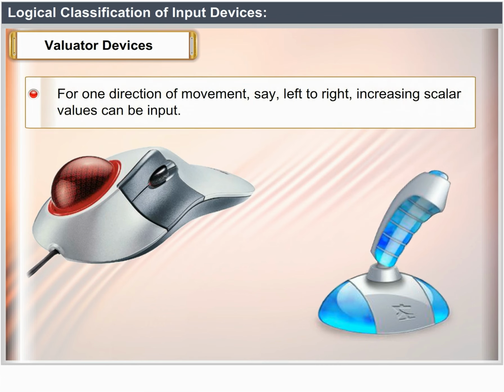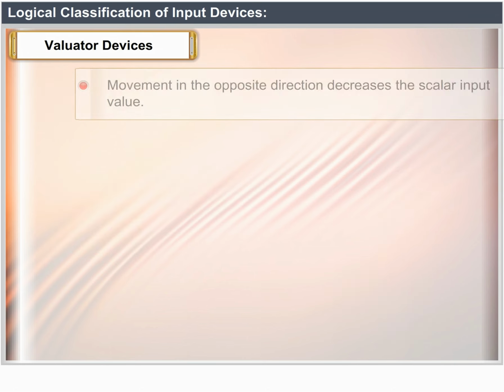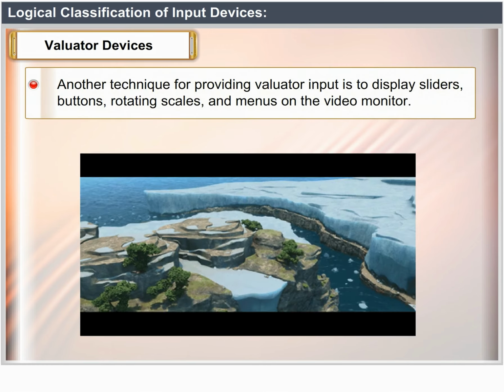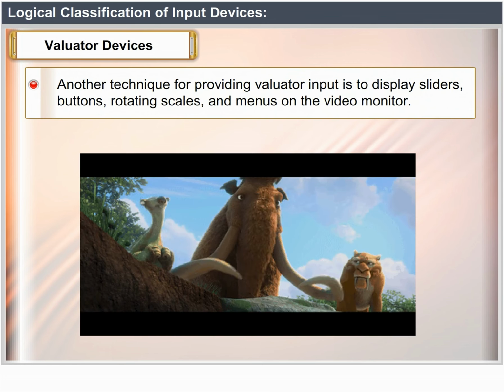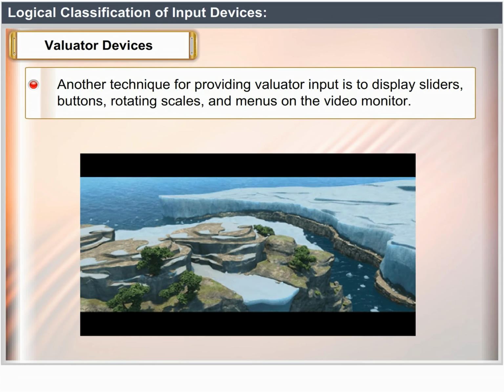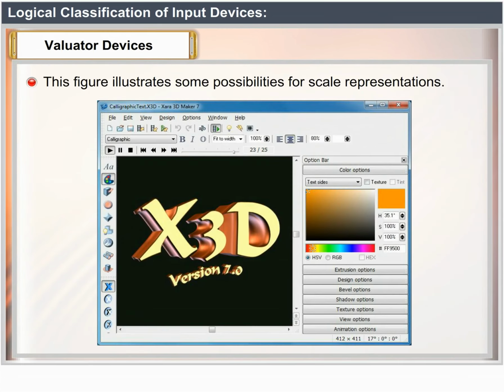For one direction of movement, say left to right, increasing scalar values can be input. Movement in the opposite direction decreases the scalar input value. Another technique for providing valuator input is to display sliders, buttons, rotating scales, and menus on the video monitor. This figure illustrates some possibilities for scale representations.